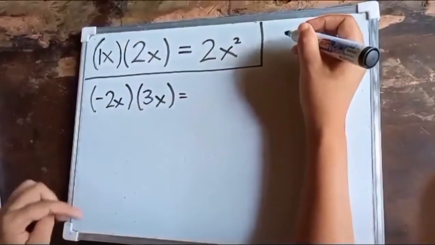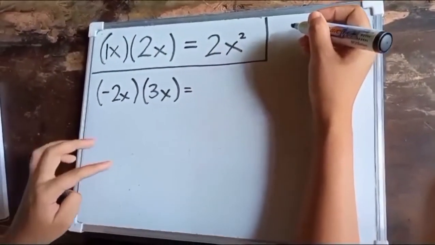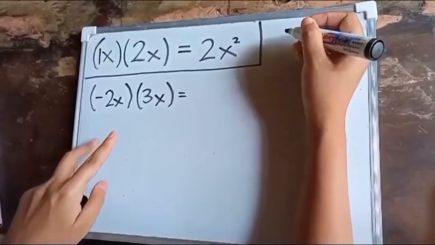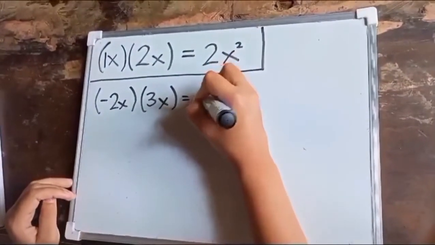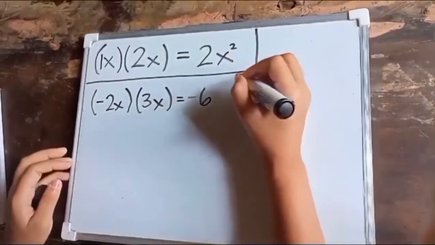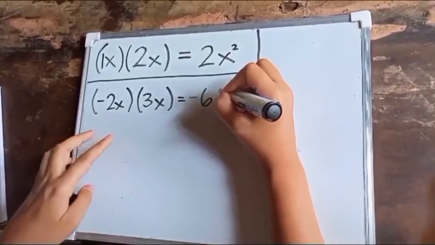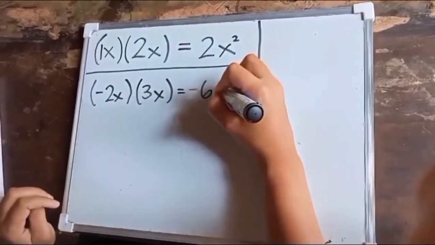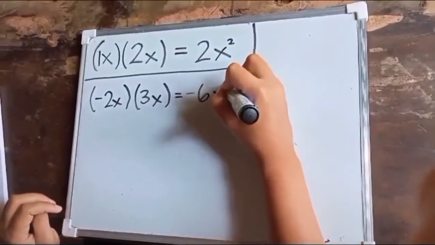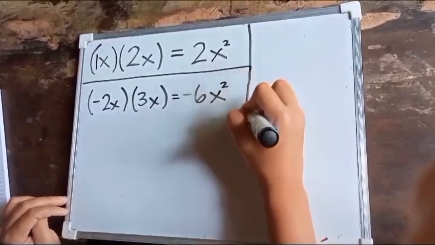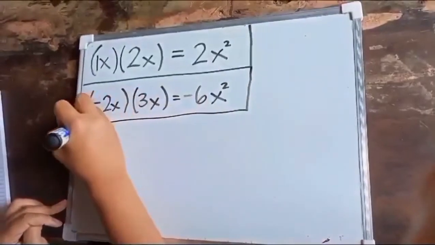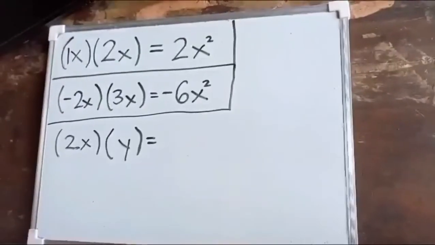Now to the next example, we have negative 2x times 3x. So multiply the two numerical coefficients, negative 2 times 3, we will have negative 6, and add the exponents of the two variables, we have x squared. So negative 2x times 3x, we will have negative 6x squared.